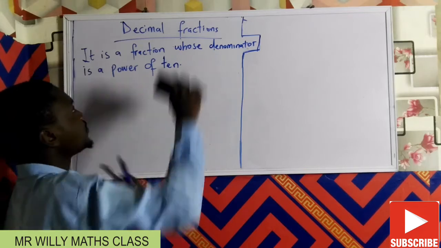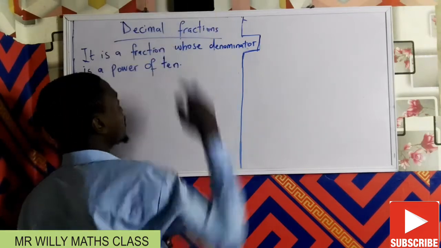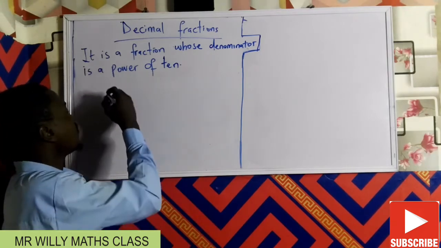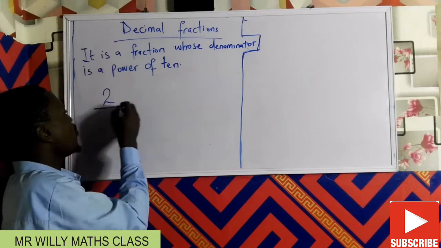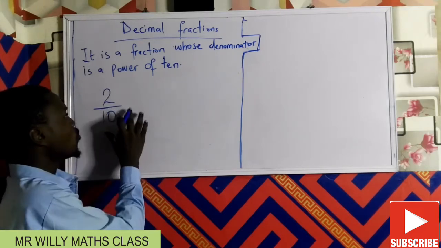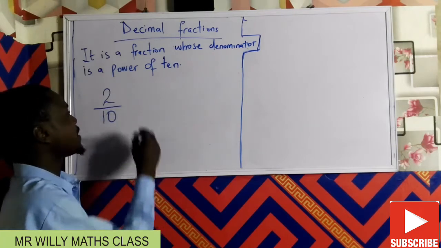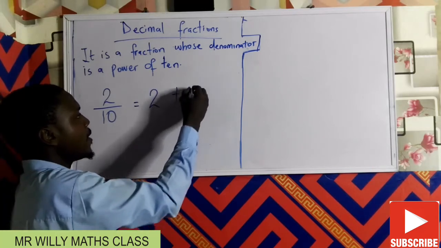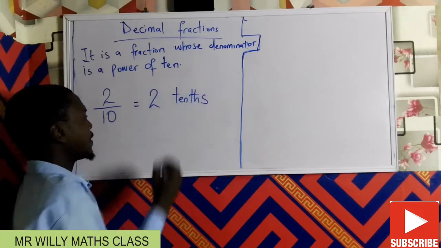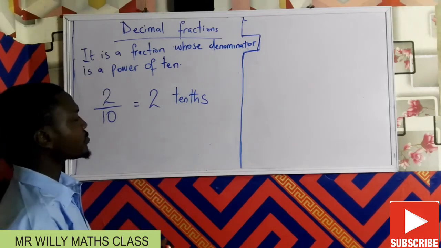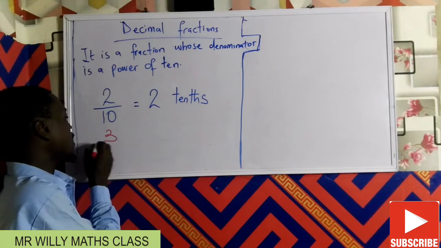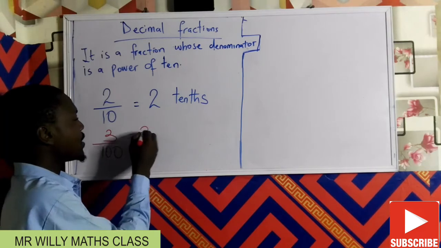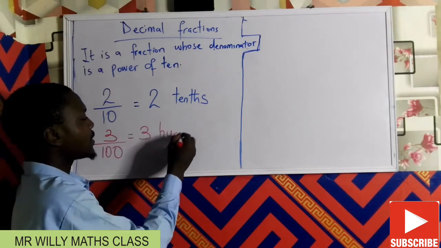Now, if you want to write a decimal fraction in words, how do we write it? Look at the board, we have 2 over 10. If you want to write it in words, this will be 2 tenths. Now, if you have 3 over 100, this is a decimal fraction. This will be 3 hundredths.